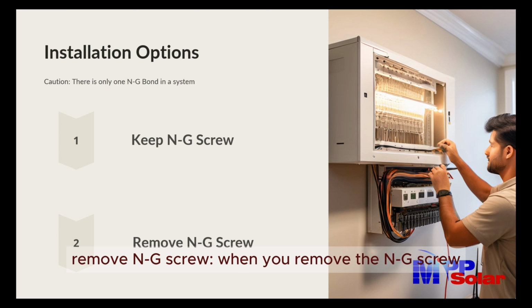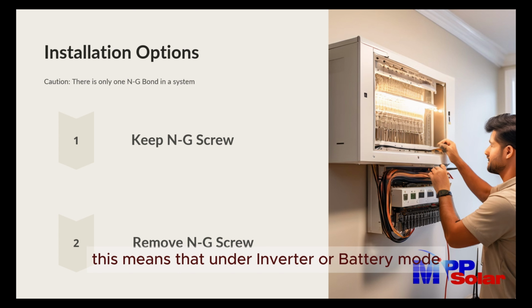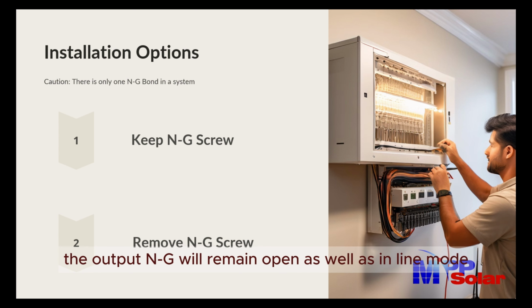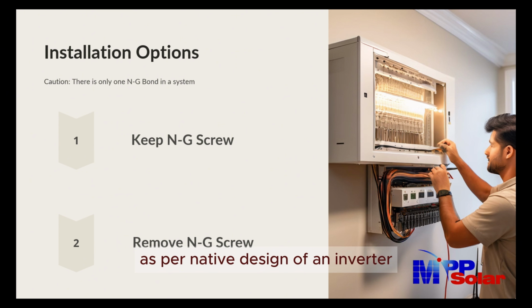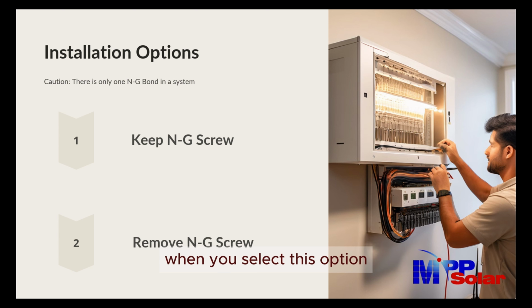Remove NG screw. When you remove the NG screw, the NG bond feature is disabled. This means that under inverter or battery mode, the output NG will remain open, as well as in line mode. As per native design of an inverter, it is normal for neutral and ground to show some voltage differential. When you select this option, you may perform the NG bond manually at the output distribution panel side.